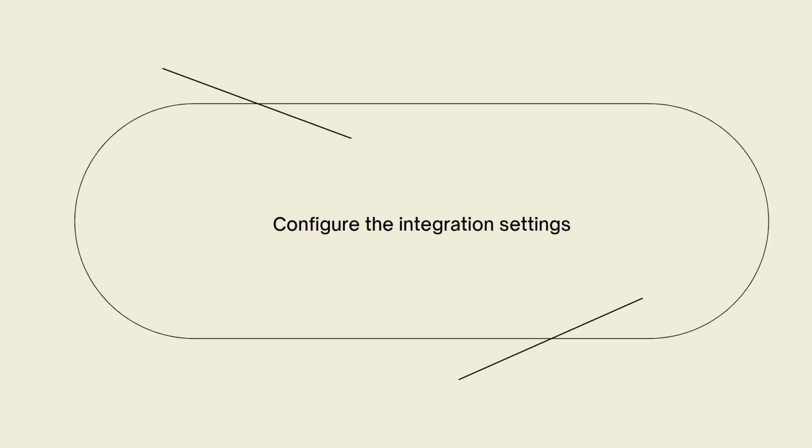Now configure the integration settings. Once the HubSpot app is installed, you will need to configure the integration settings. This includes granting permissions for data synchronization between Shopify and HubSpot. You may need to authenticate your HubSpot account and provide access to your Shopify store.